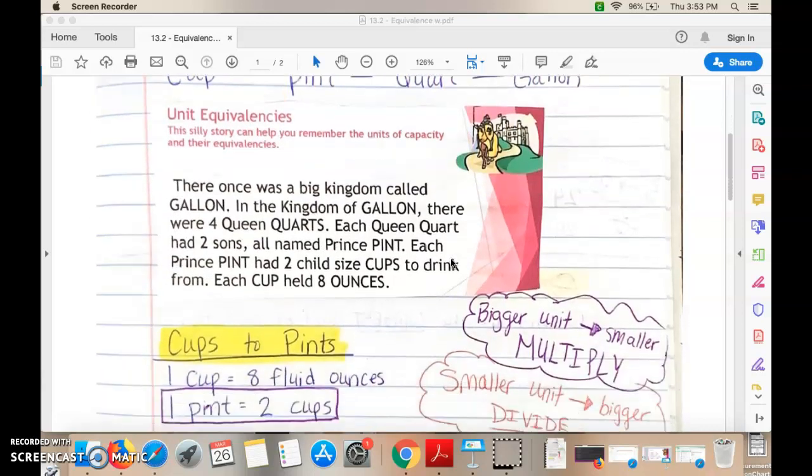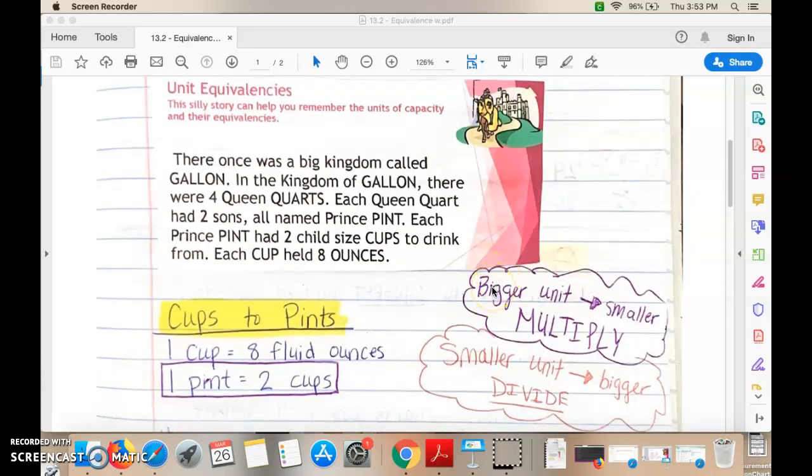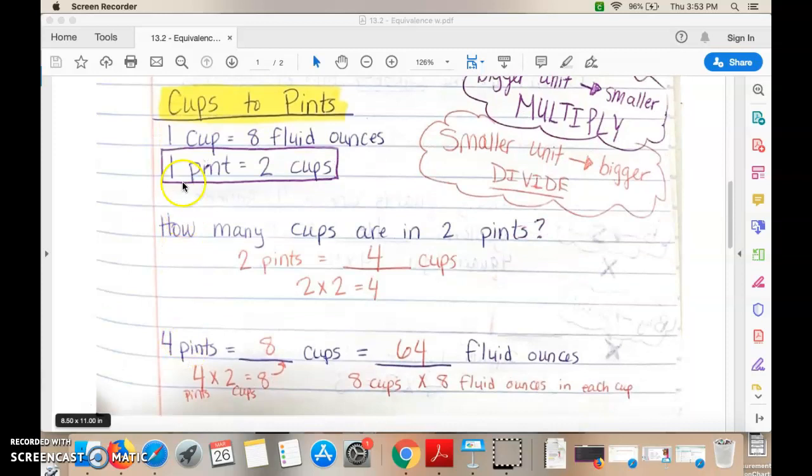But just like we talked about yesterday, if we're going from the bigger unit of measurement, like a gallon, and we want to know how many cups are in a gallon, so the bigger unit to the smaller, we need to multiply it. Okay, if we're going from the smaller unit, cups, to a bigger unit like pints, then we have to divide. Okay, so cups to pints. So 1 cup is 8 fluid ounces, like we just talked about. And in 1 pint, there are 2 cups. 2 cups to every pint.